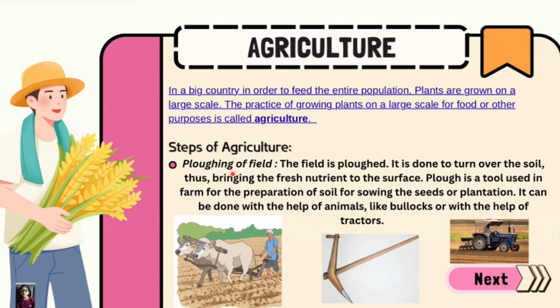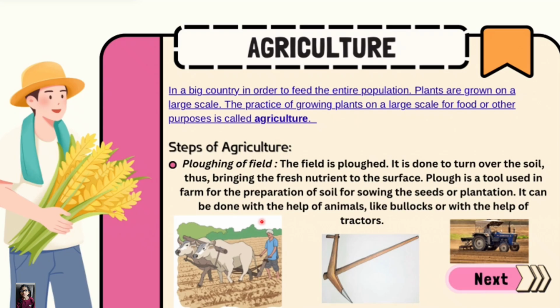Step 1. Plowing of field. The field is plowed. It is done to turn over the soil, thus bringing the fresh nutrients to the surface. Plow is a tool used in farming for the preparation of soil for sowing the seeds or plantation. Here we can see the image of a plow. It helps to bring the bottom layer of the soil, which contains nutrients, to the top.